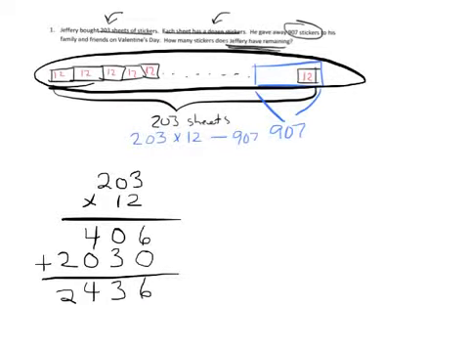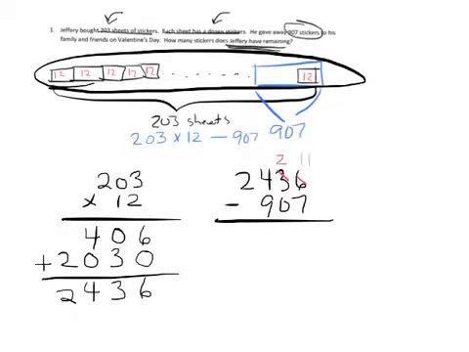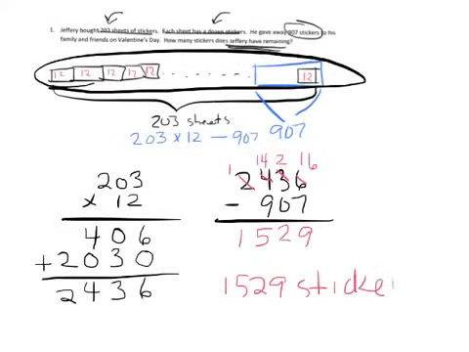But now we have to subtract 907. So we've got to regroup. That makes this a 16. 16 minus 7 is 9. 2 minus 0 is 2. 24 minus 19, we're going to do a little regrouping. So 14 minus 9 is 5. So that's 1,529 stickers that Jeffrey has left over.